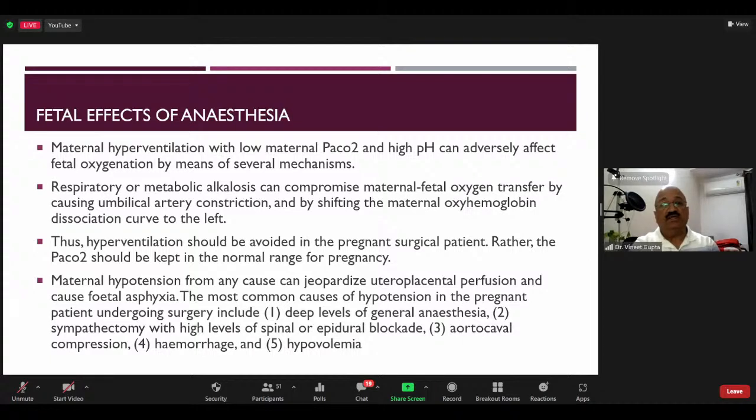Maternal hypotension from any cause can jeopardize uteroplacental perfusion and cause fetal hypoxia. The most common causes of hypotension in the pregnant patient undergoing surgery include deep level of general anesthesia, sympathectomy with high level of spinal or epidural blockade, aortocaval compression, hemorrhage, and hypoxia.